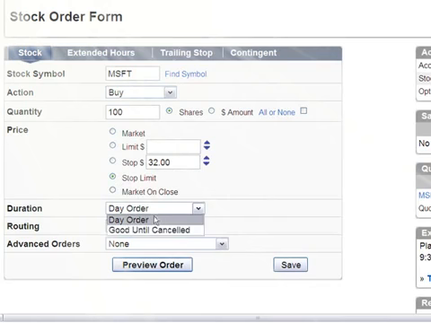Okay, now the next bit is I'm going to choose good until cancelled, which means essentially this order will remain in place until I manually close it myself. We can leave it the same as the default.